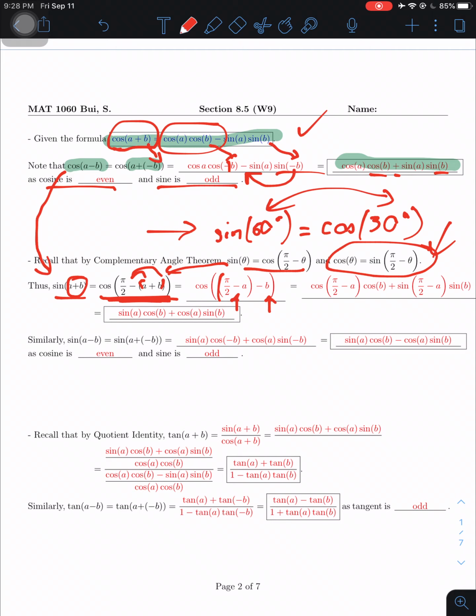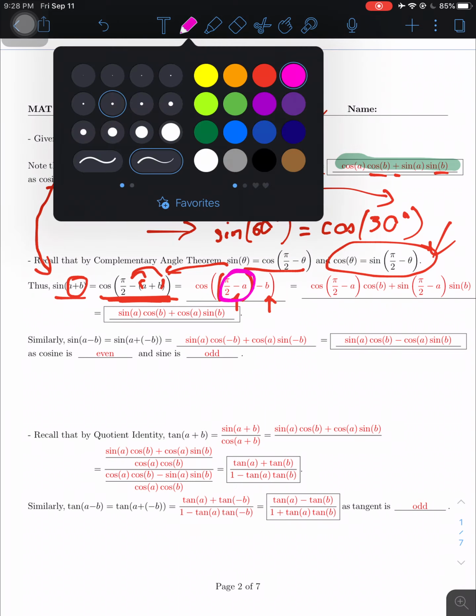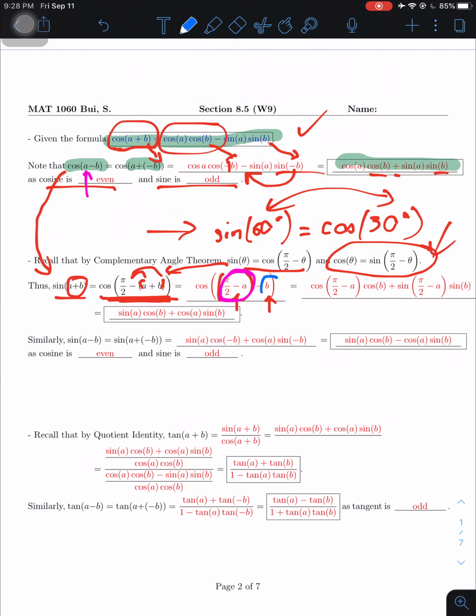And now I want to group these two together, right? So I have that as a group, and this one in here, let me circle it in pink, I guess. This in here would take the role of A, and the B in here would take the role of just B, right? So wherever we have A in the cosine formula in here, that would be replaced by pi over 2 minus A in the cosine, like up in here. Okay, it's pink.